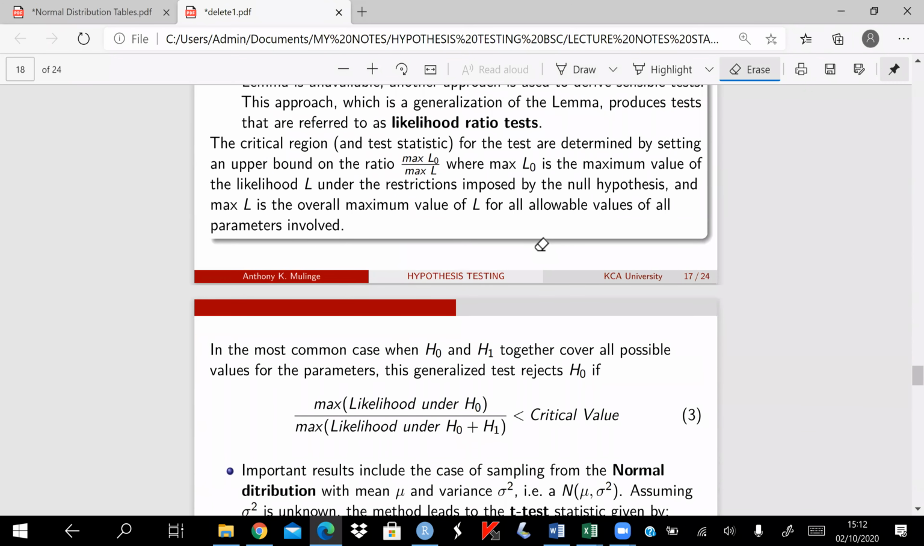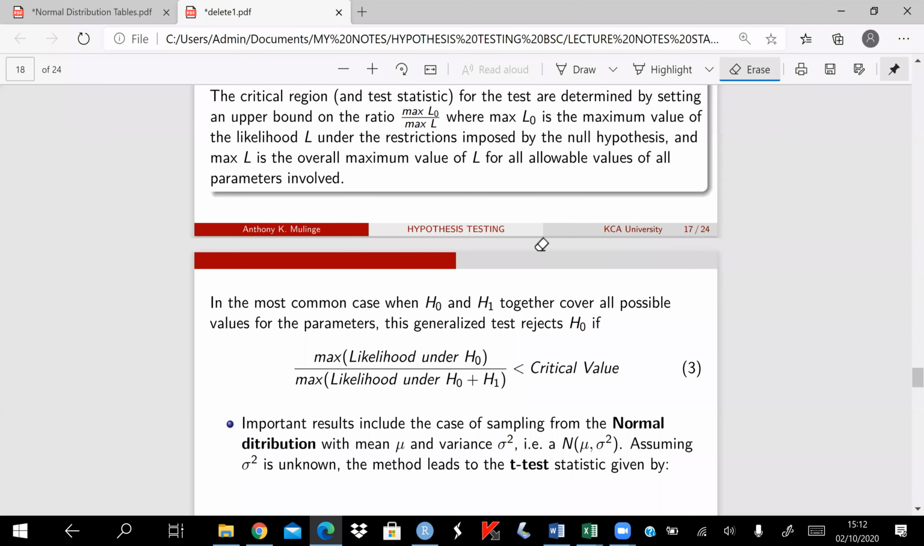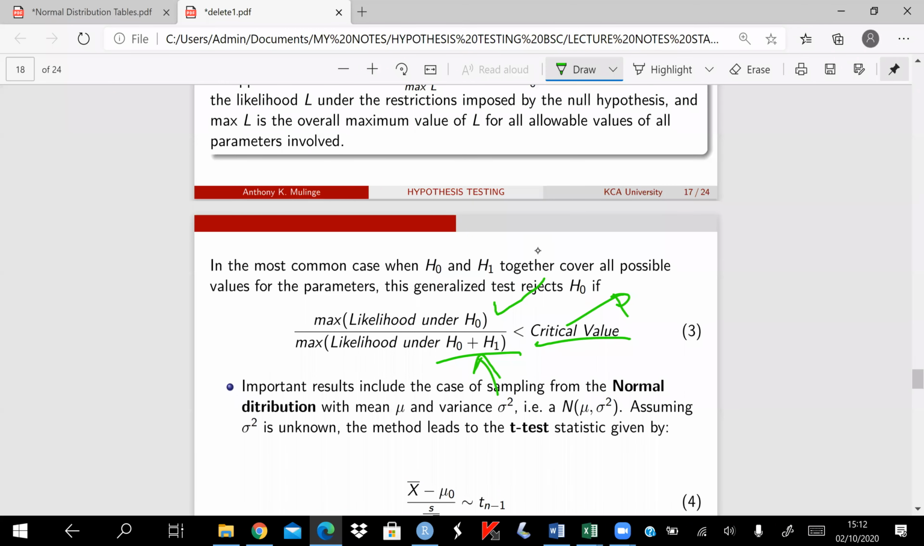So we're saying that in the most common cases, when H0 and H1 together cover all the possible values of the parameters, this generalized test rejects. So we reject the null hypothesis if the maximum likelihood under H0 divided by the maximum likelihood under all the possible values of the parameter in question is less than some critical value. Of course, this critical value is always determined in advance by the significance level that has been assumed. And of course, that also depends on the distribution that is being considered.